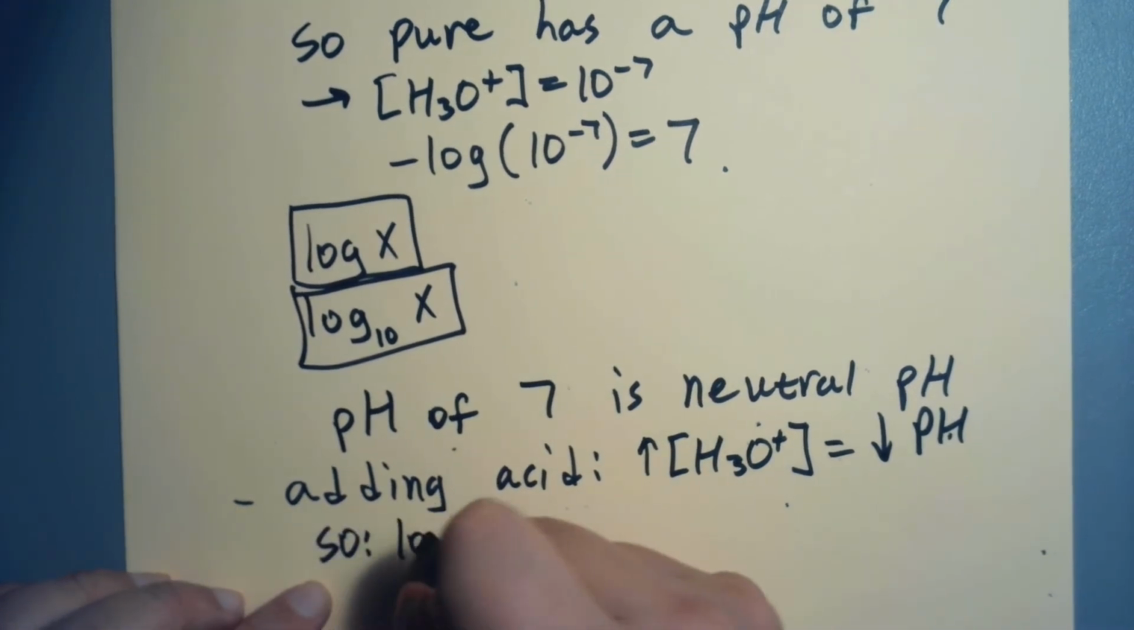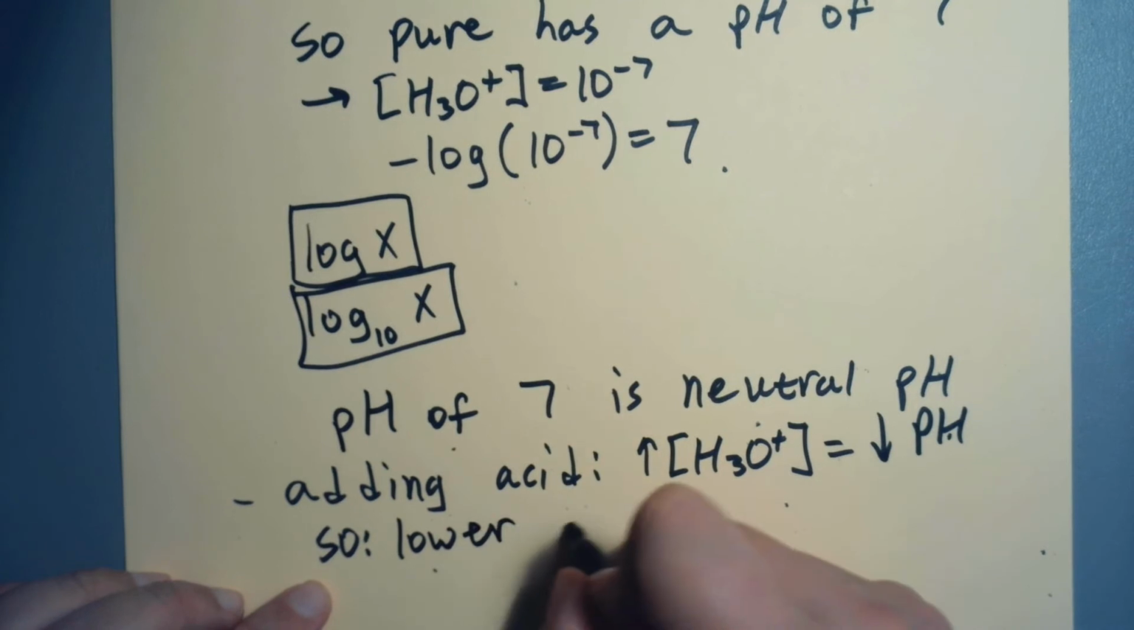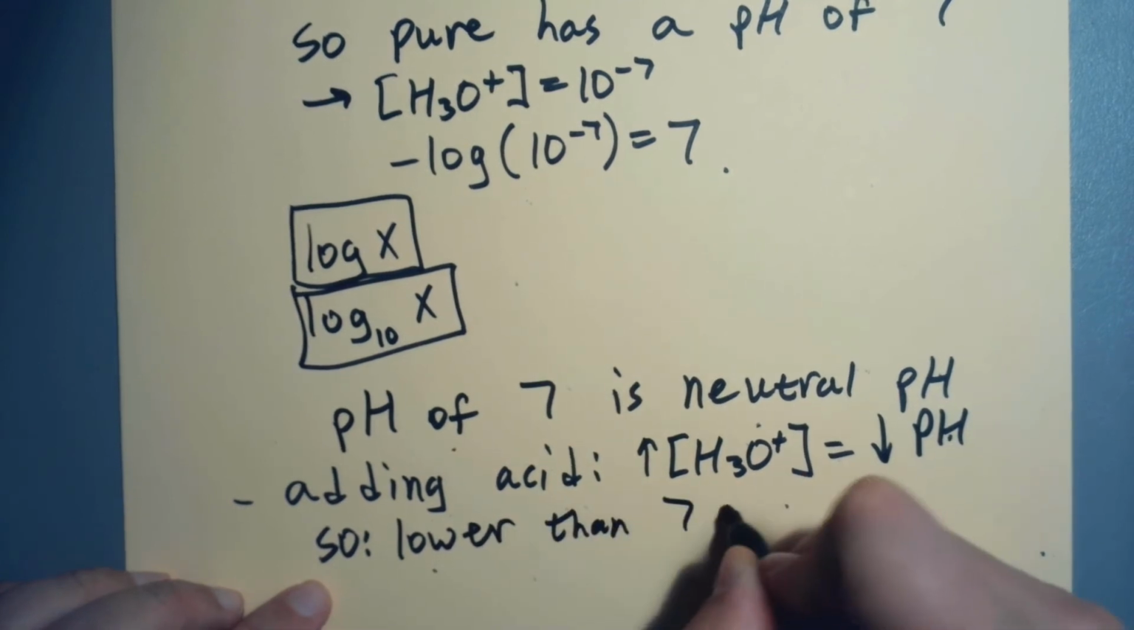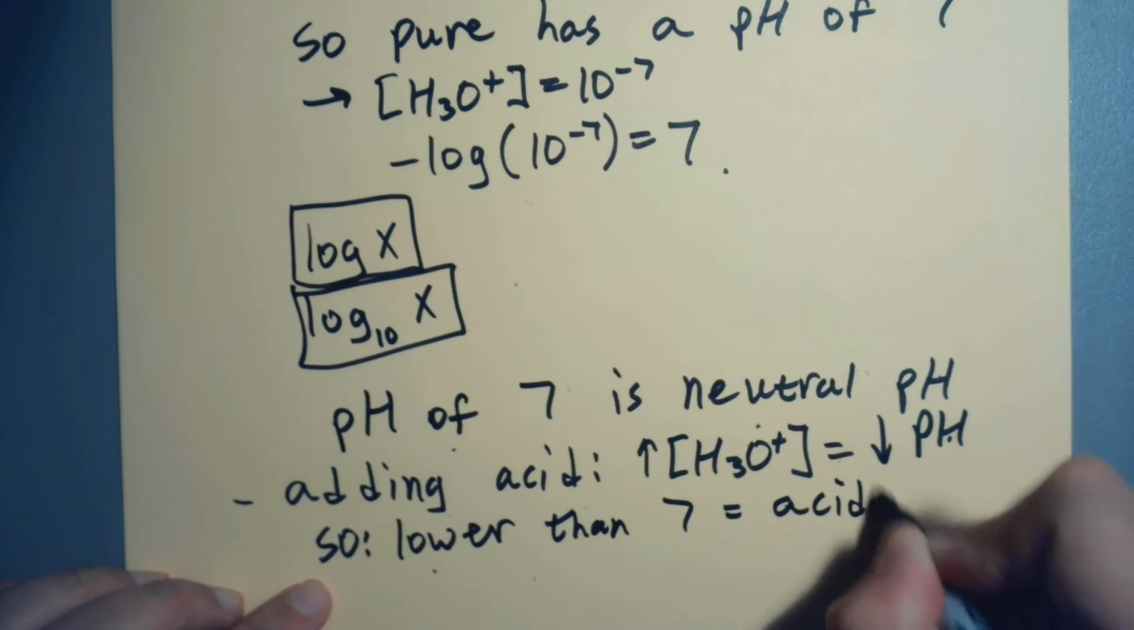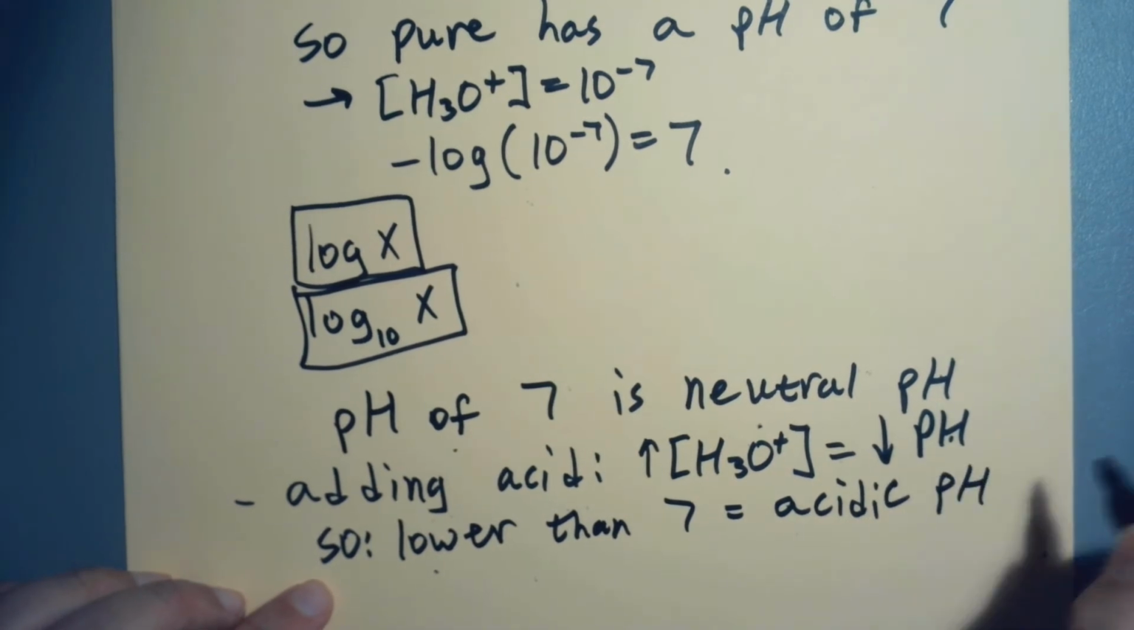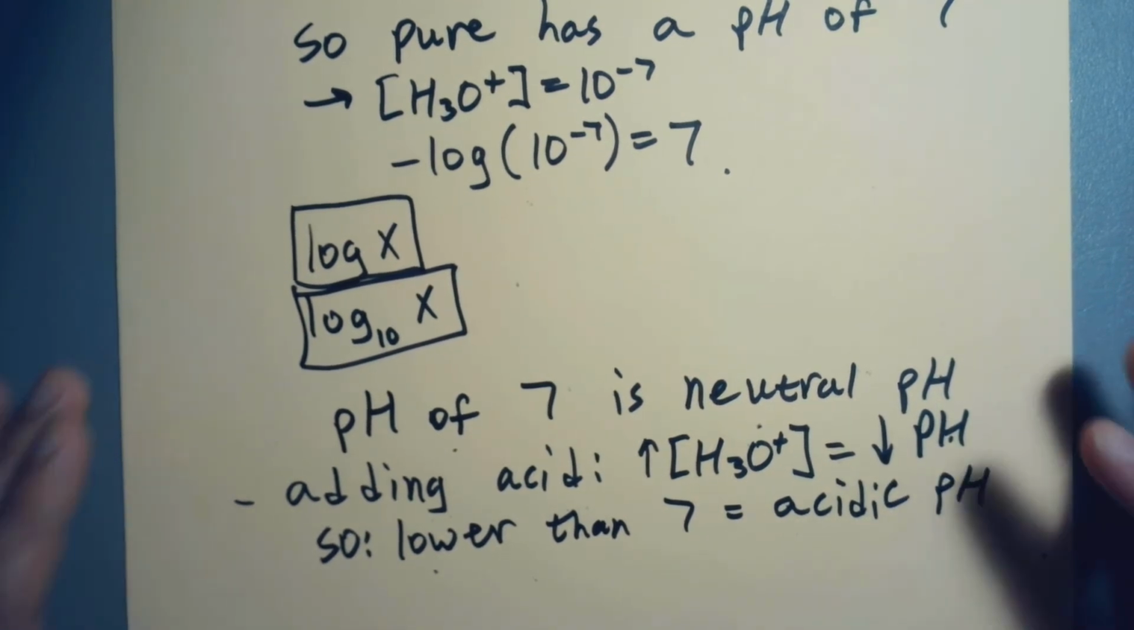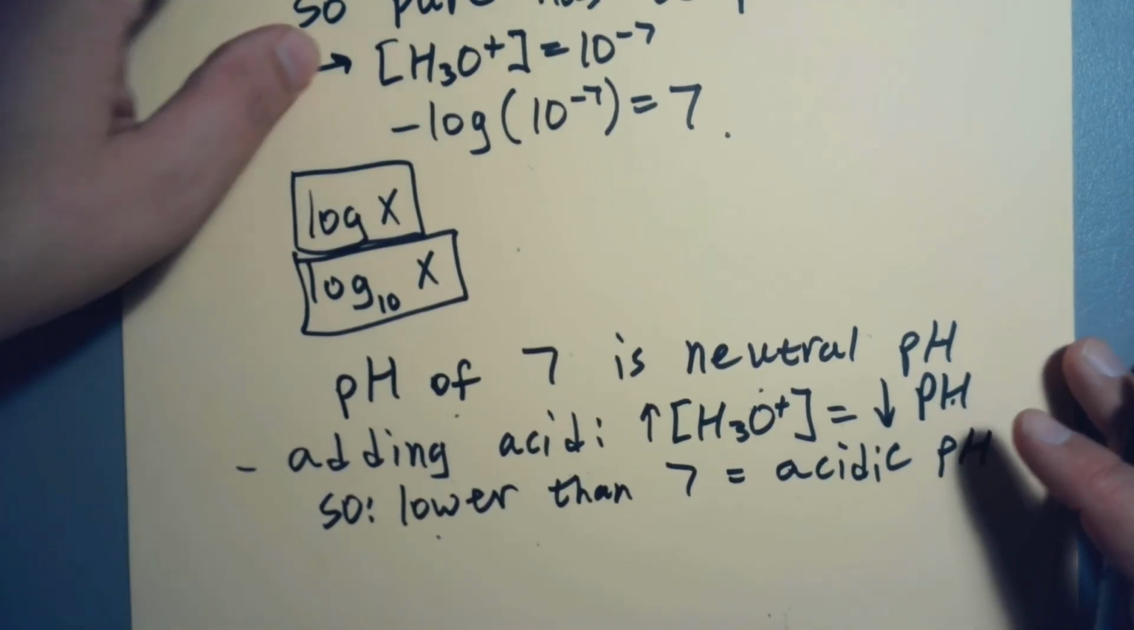So, lower than 7 equals an acidic pH. And pH can go negative too. You can have like a pH of -1. You can have something that's really acidic.